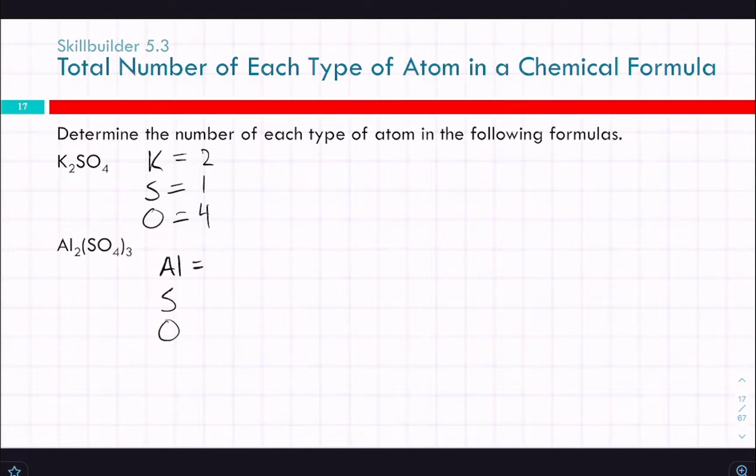If we have the second compound, we have aluminum, sulfur, and oxygen. How many aluminums? 2. How many sulfurs? 3. 3 sulfurs, because we have this subscript out here, just outside of the parentheses, so we multiply everything inside by 3. So 3 sulfurs, and how many oxygens do we have? 12 oxygens. That can be easy to forget sometimes. It'll come up and be more important when we start balancing chemical reactions, chemical equations.